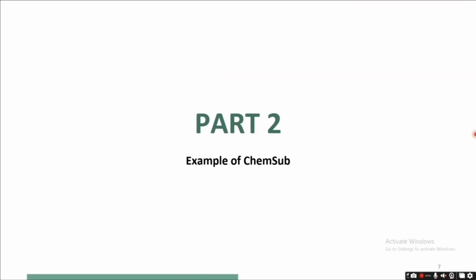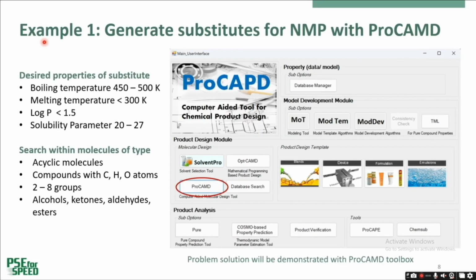Next is part 2, where we will demonstrate the application of some of the new features of ChemSub through 4 examples. Example 1: generate substitutes for NMP with ProCAMD. The objective of this example is to generate substitutes for NMP, where the ProCAMD tool will be used in step 3, as according to the framework I showed earlier.